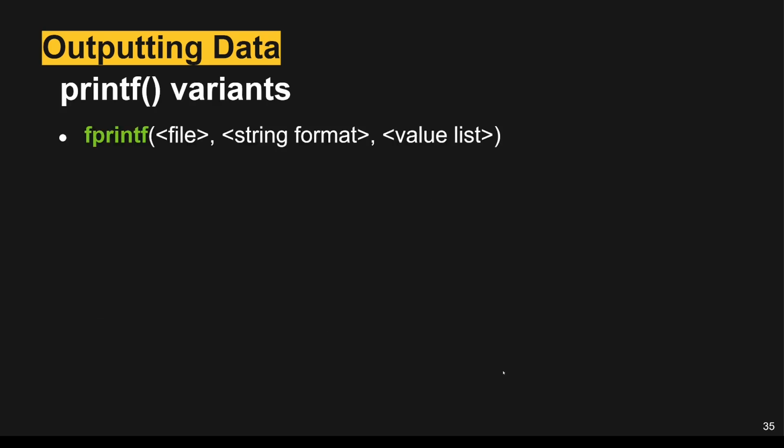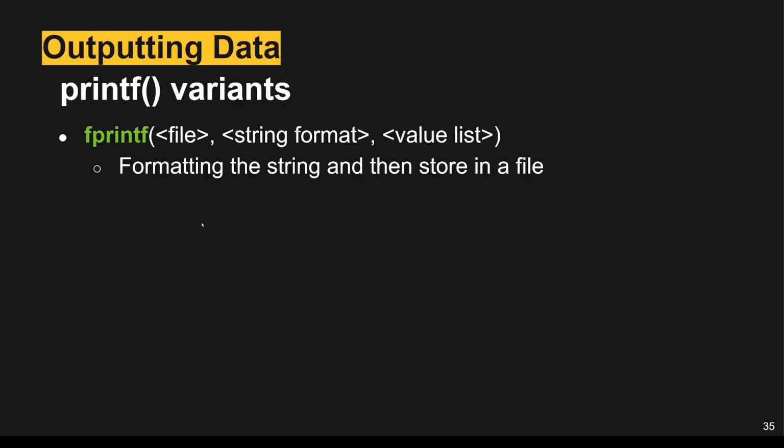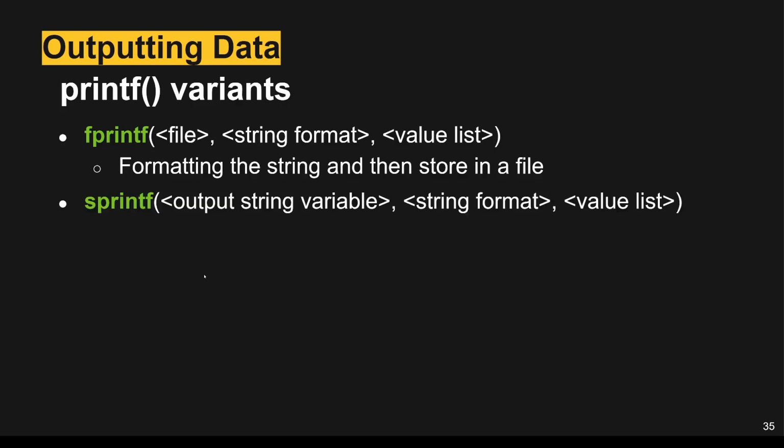There are several variants of printf that I mentioned earlier. For printing to a file, we have fprintf. It takes the file as the argument first, and then the string that we just discussed with the format specifiers, and then the list of values that correspond to those specifiers. sprintf is pretty neat. It will output your results to a string instead of standard output, and so then you can do something with them later.